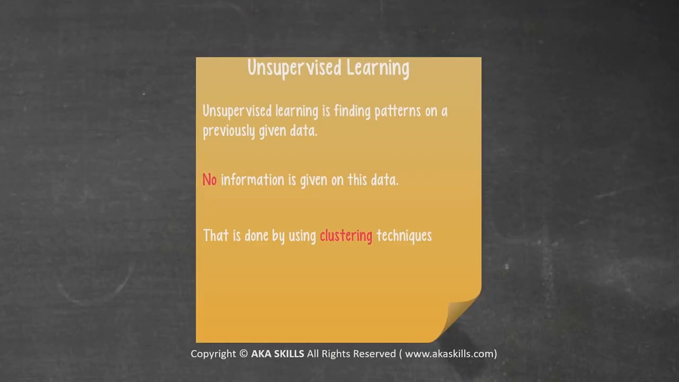So unsupervised learning is finding patterns in previously given data. The idea is we are given some x's, some input data x, but we are not given the y, the labels. Previously in supervised learning, we were always given the y's, and we train our model to predict the y's for new given data. But this time, we don't have any previous knowledge about our data. So the solution for that is using what's called clustering. So now we're going to learn about clustering and clustering techniques.